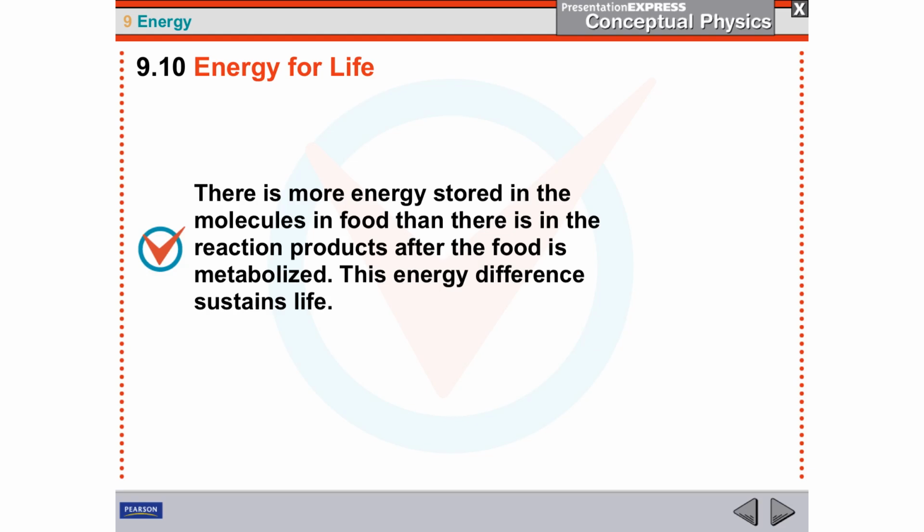Okay, this is section 9.10, which is energy for life. And energy for life is section 8.9 in your textbook. Very short section. It's important to know this, though. Any type of food is a chemical, and chemicals undergo chemical reactions.